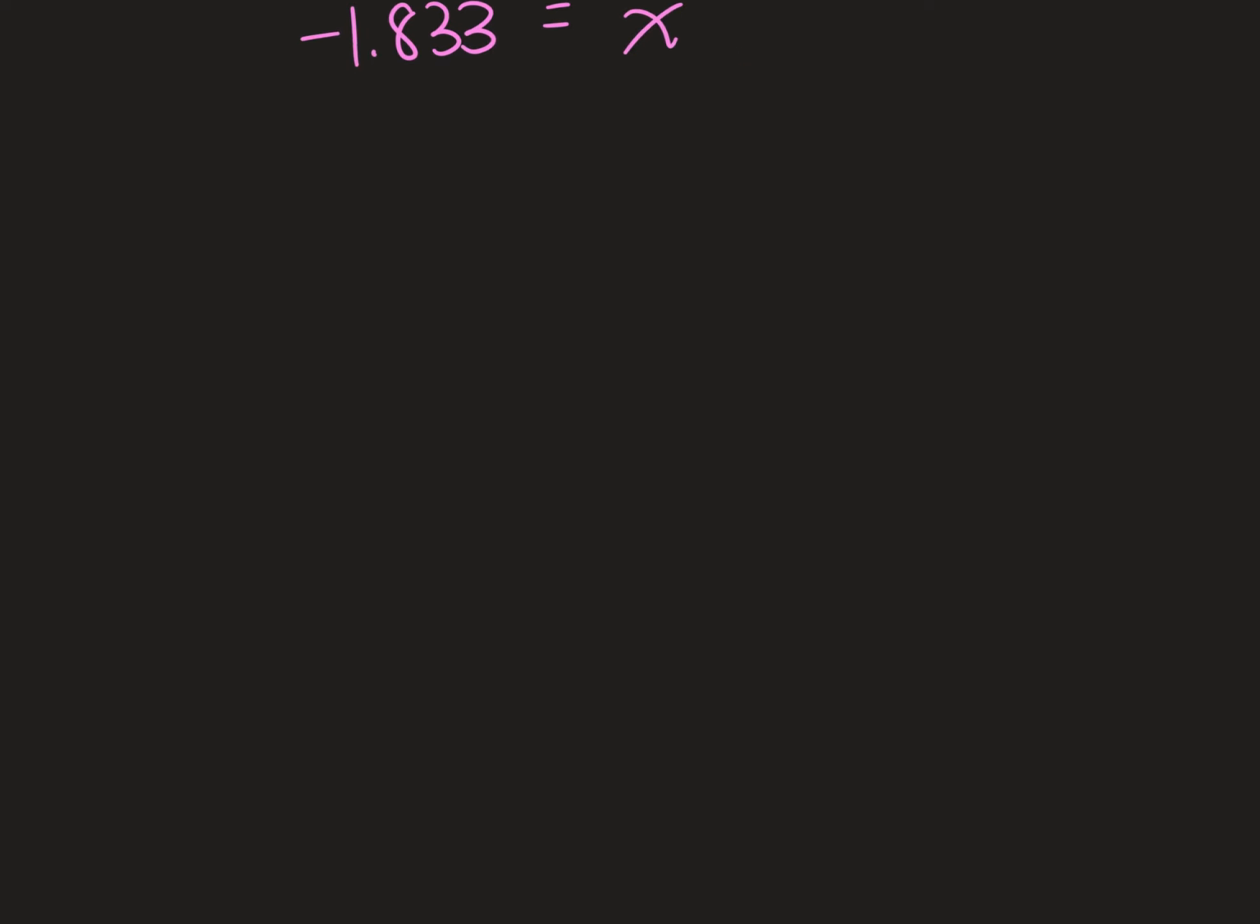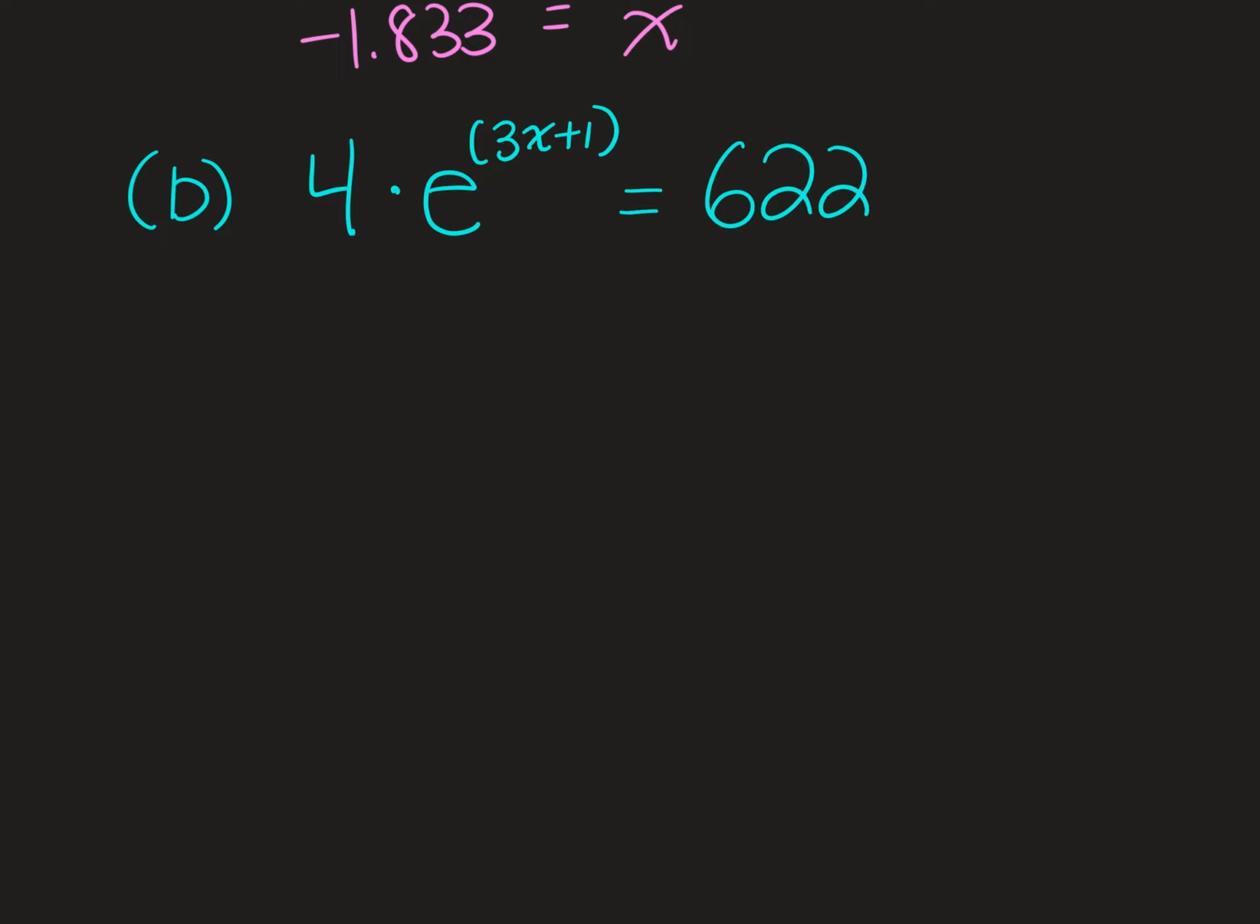So we're going to continue to explore using logarithms to help us rewrite. Let's say I give you something like this: 4 times e to the 3x plus 1 power equals 622. Now, since our base is e, in order to use our first approach, we have to have something with a base of e on the other side. Trying to figure out what power of e is going to give me 622 is not an easy feat.